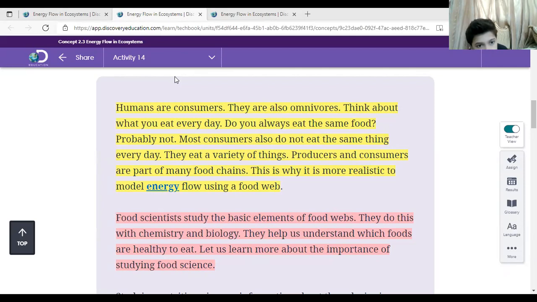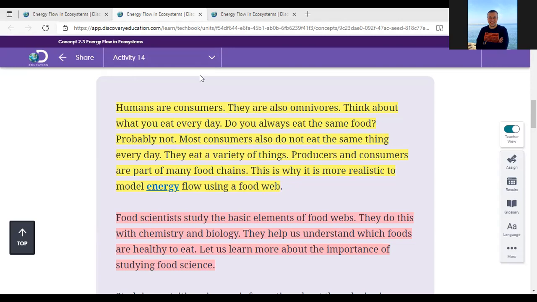Producers and consumers are part of many food chains. This is why it's more realistic to model energy flow using a food web. Thank you. So this is why it makes more sense using the food web to model the energy flow, because the producers and consumers are parts of many food chains, and this is how the energy is passed on from one organism to another.